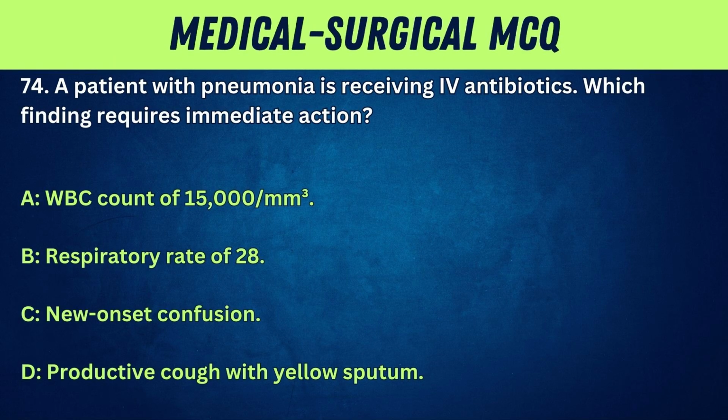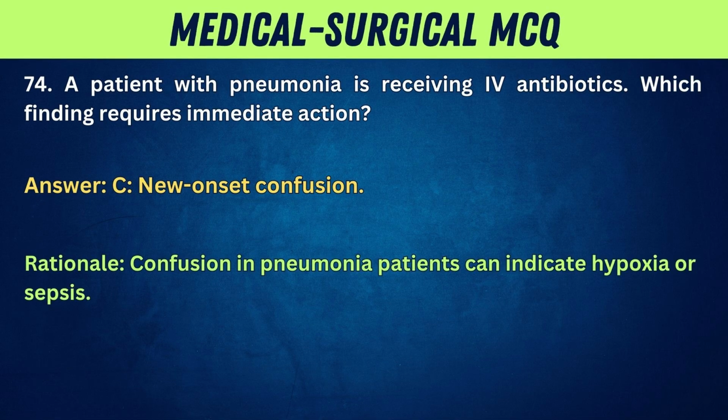74. A patient with pneumonia is receiving antibiotics. Which finding requires immediate action? A. WBC count of 15,000/mm³. B. Respiratory rate of 28. C. New onset confusion. D. Productive cough with yellow sputum. Answer: C. New onset confusion. Rationale: Confusion in pneumonia patients can indicate hypoxia or sepsis.